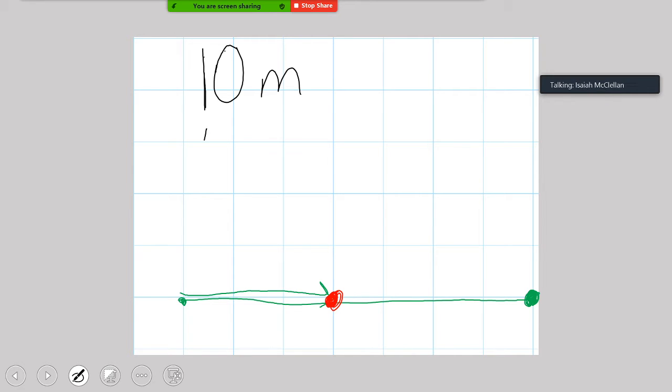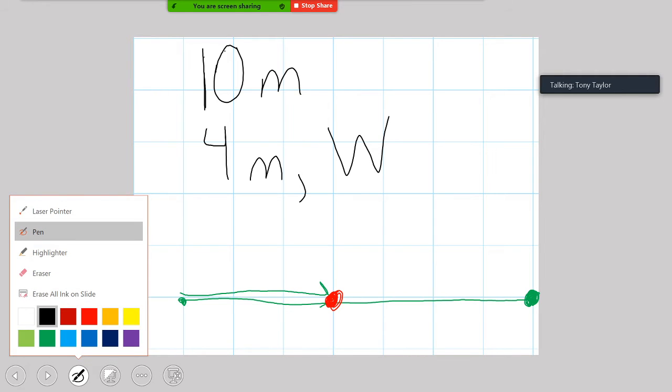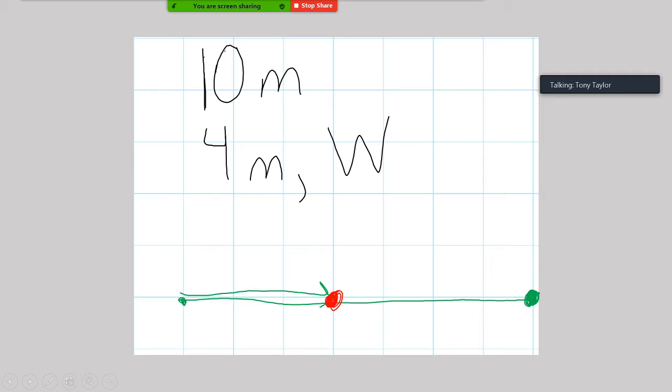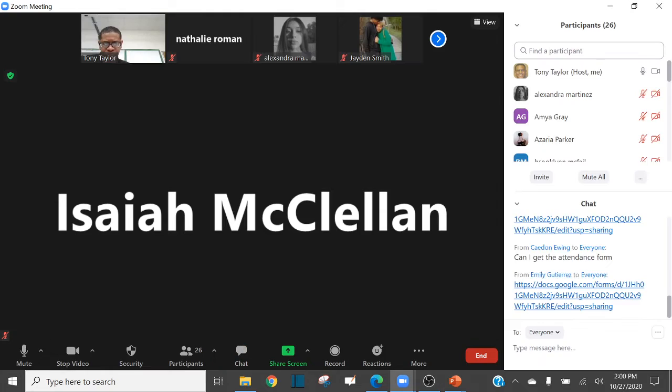4 meters west. Exactly. Thank you, Isaiah. 4 meters west. Right, because my displacement is basically the shortest distance between my starting point and my ending point. And if you notice, the ending point is to the west of my starting point. So it's 4 meters to the west. I think that makes sense to you guys.